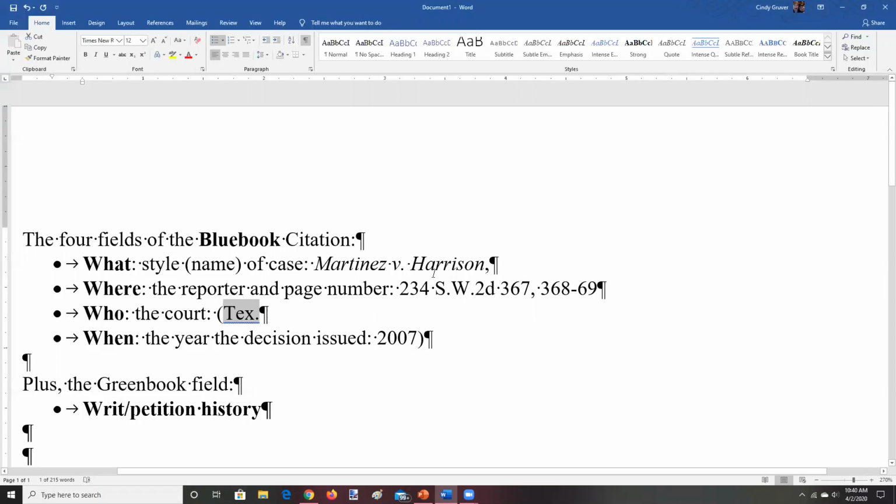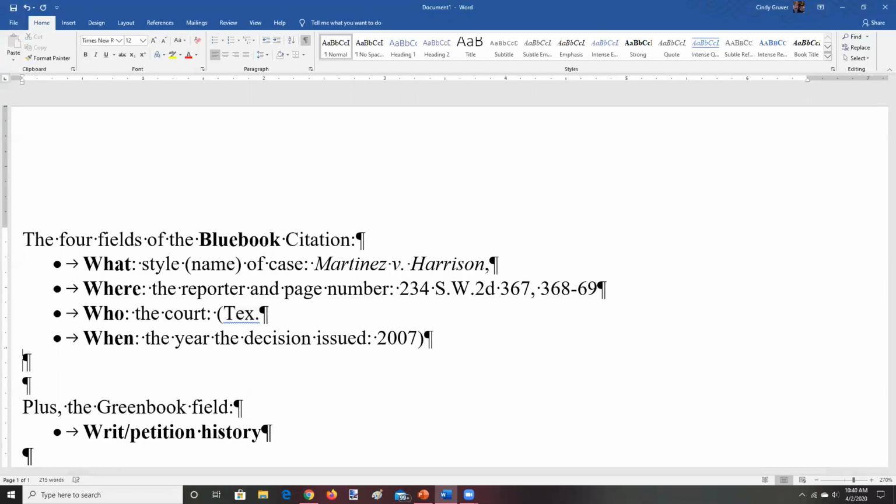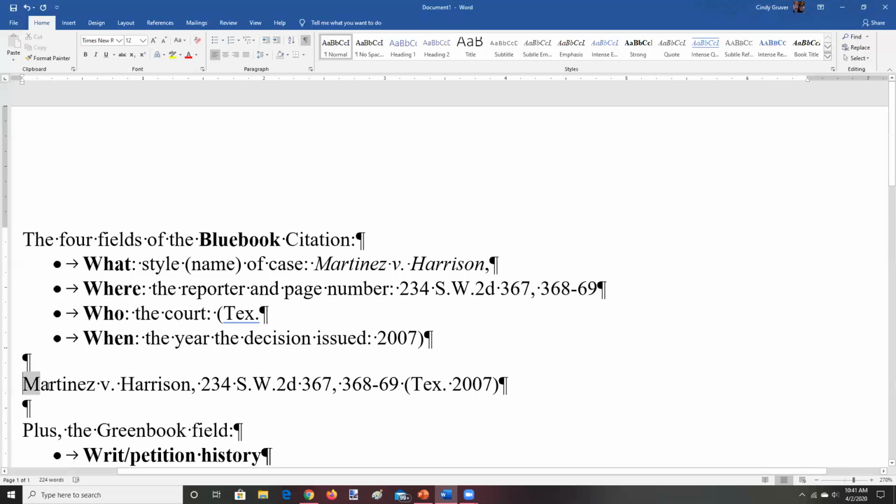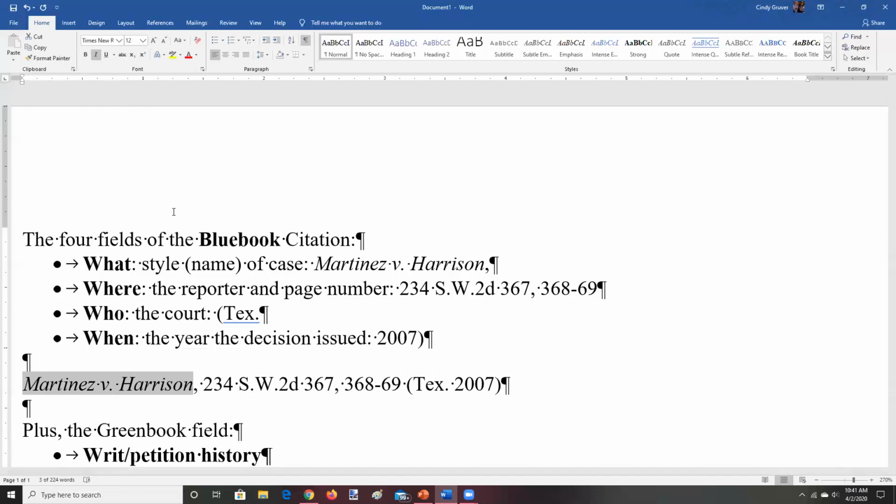Now this citation is very easy to do because we have a very simple court set up. But I wanted to show you how that might be. So let's put all these pieces together so you can see what that would look like. Martinez versus Harrison, comma, 234 Southwest 2nd, 367, 368-69, TX period space 2007, close parentheses. This is a lovely Bluebook cite for an imaginary opinion. I can't see anything in this that we need to add or subtract from.